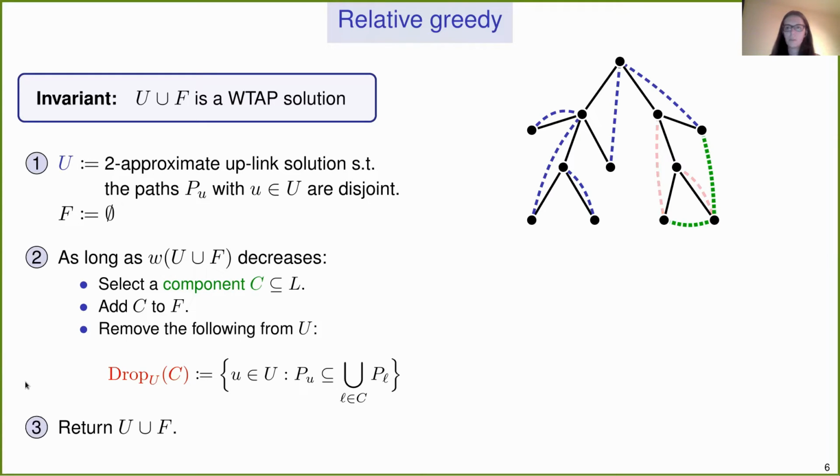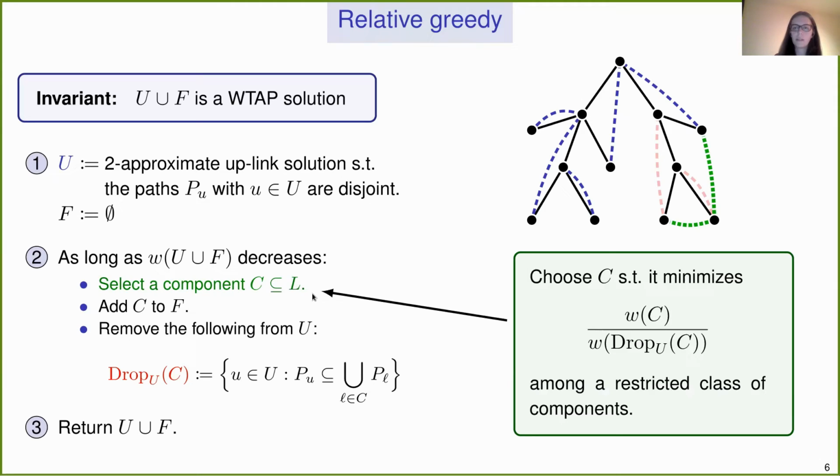And then in the end, we just return the solution that we currently have. That's the algorithm. The only thing I haven't specified here is how do we select this component C. What we do is we choose our component among some restricted class of possible components that I'll define in a minute or so. Among this restricted class of components, I pick C in such a way that it minimizes the ratio between the weight of the component, so the weight of what I add to my solution, and the weight of the drop, so the weight of what I remove from the solution. And so that's the choice of the component.